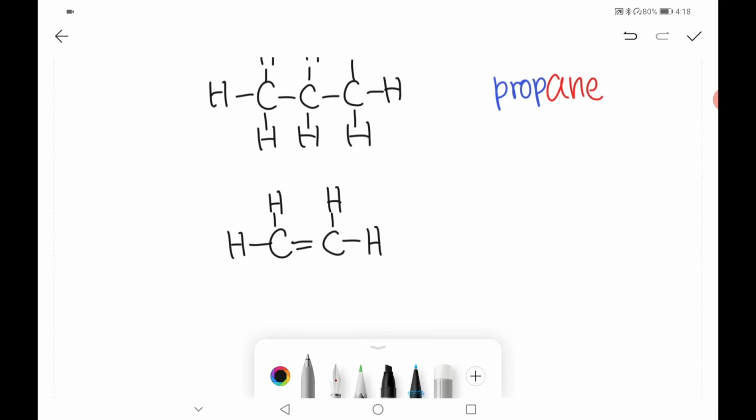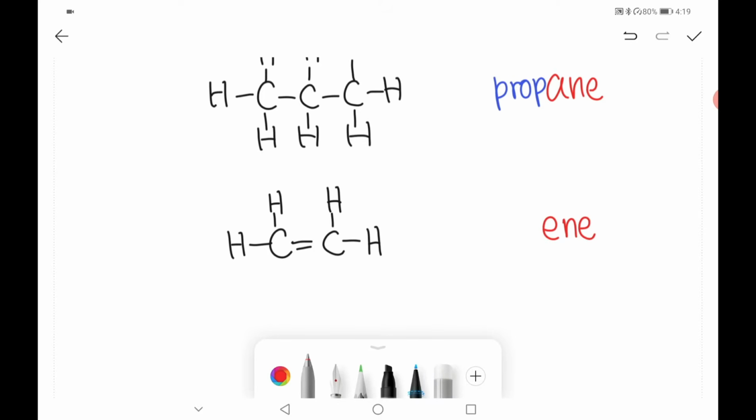Which group does it belong to? As we can see, there is a carbon-carbon double bond. When you see a carbon-carbon double bond, you know that this is an alkene. So for alkene, the name will end with -ene.